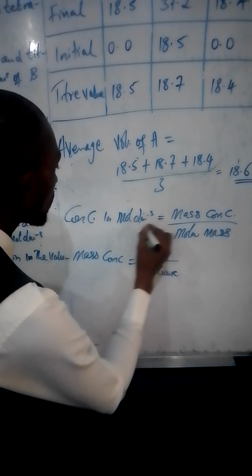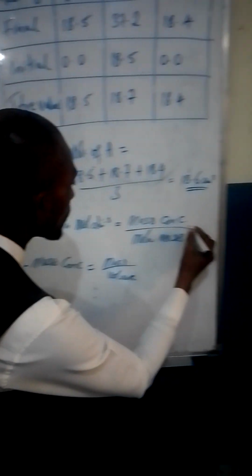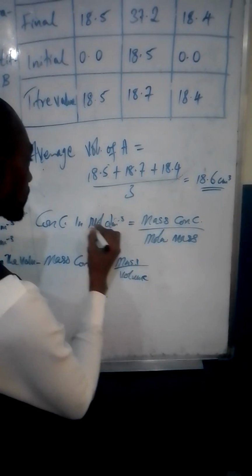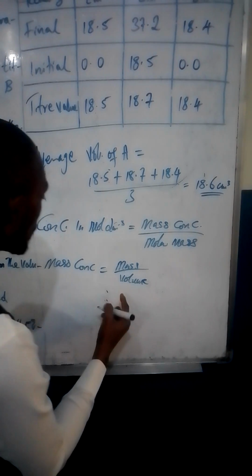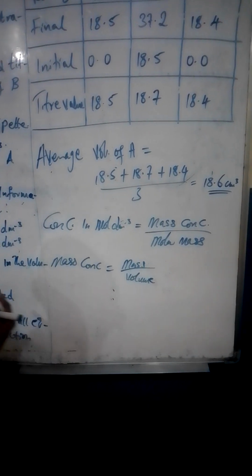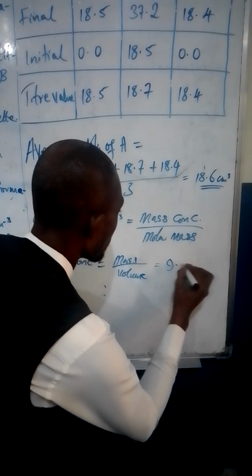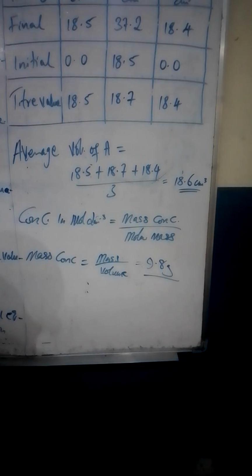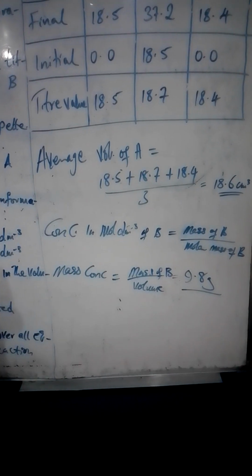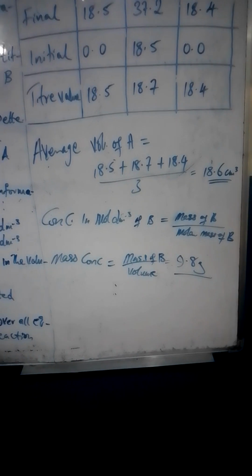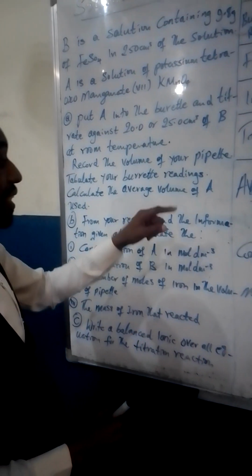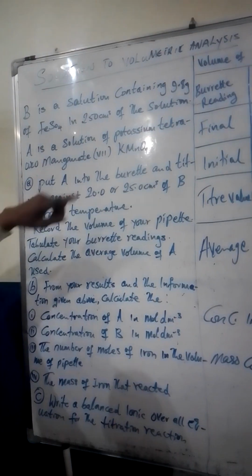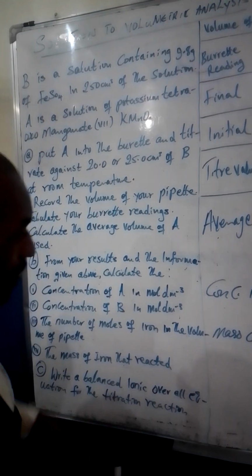The concentration of B is going to give us mass of B over volume of B. So mass of B is 9.8 grams over the volume of B, which is 250 centimeter cube. There is no information that can help us calculate the concentration of A now, so we first calculate the concentration of B, since the mass of B and the volume of B were given.